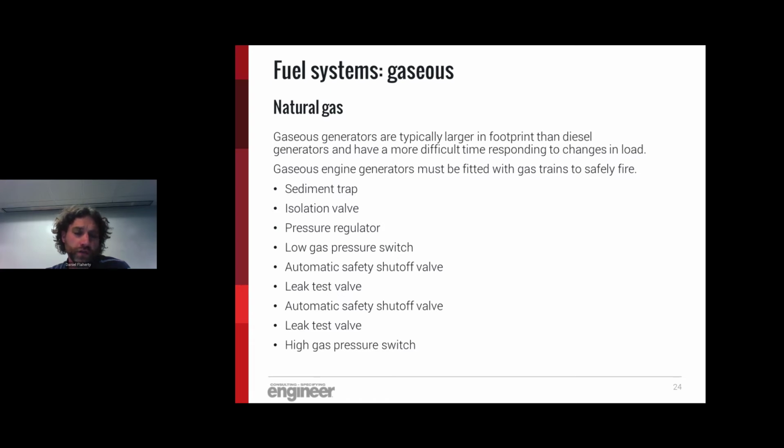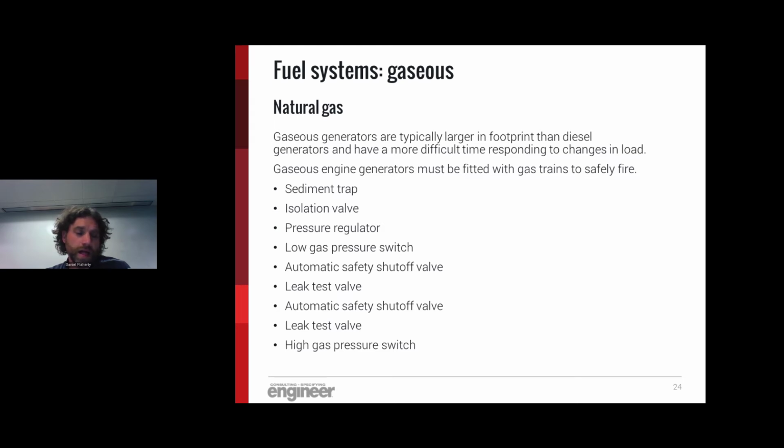While we don't have to worry about fuel storage on a natural gas system, we do have to worry about making sure that we have enough quantity of gas at the pressure needed to fire the generator. The generator vendor will tell you what upstream pressure they need at the natural gas train, typically 7 to 14 inches of water column.